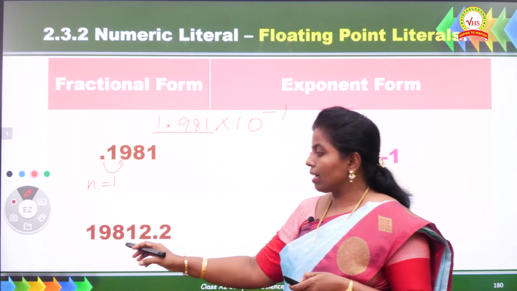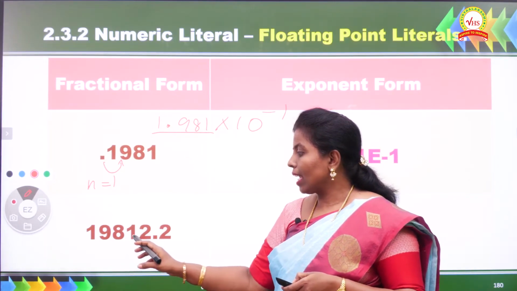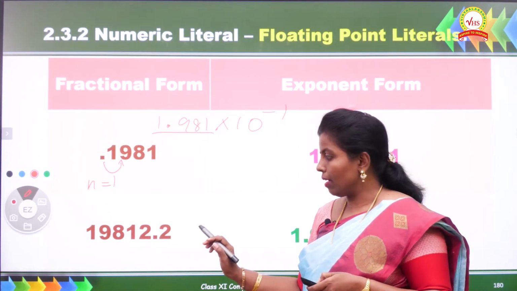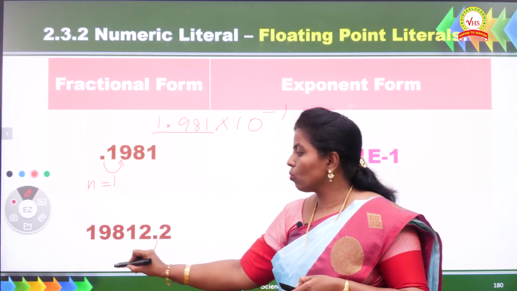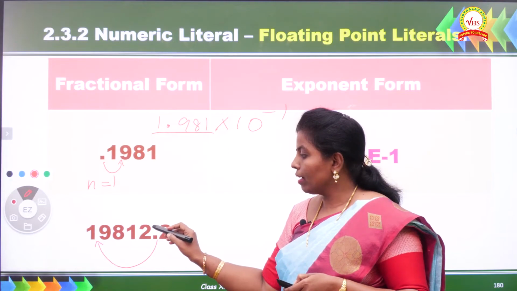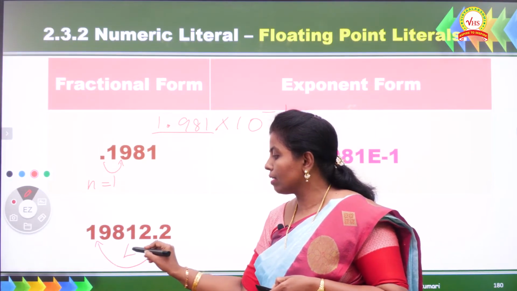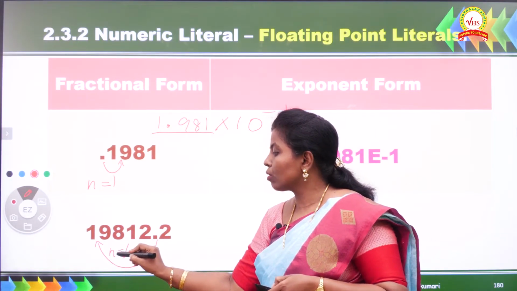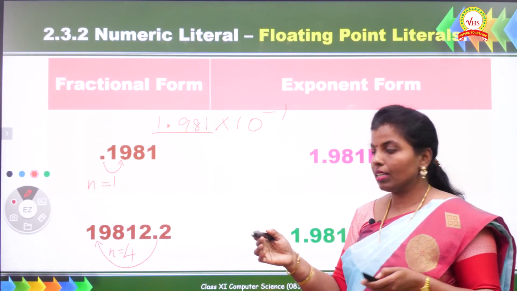Okay, here there is another example, 19812.2. This decimal point has to move after the first digit. So, how many digits is it moving? It is moving 1, 2, 3, 4, 4 digits. So, the value of n is going to be 4. It has moved towards the right direction.